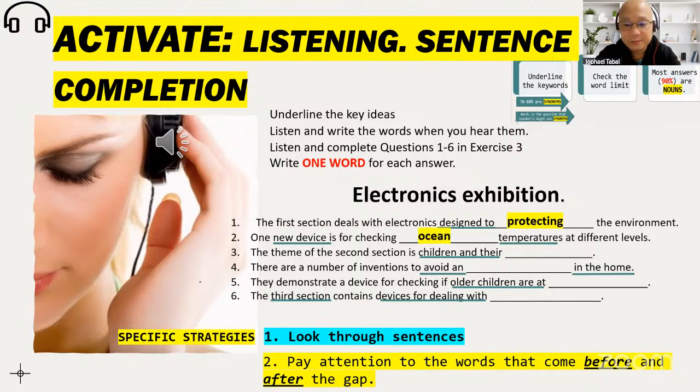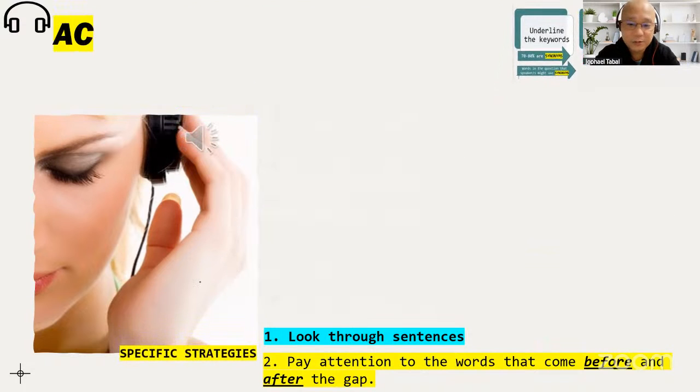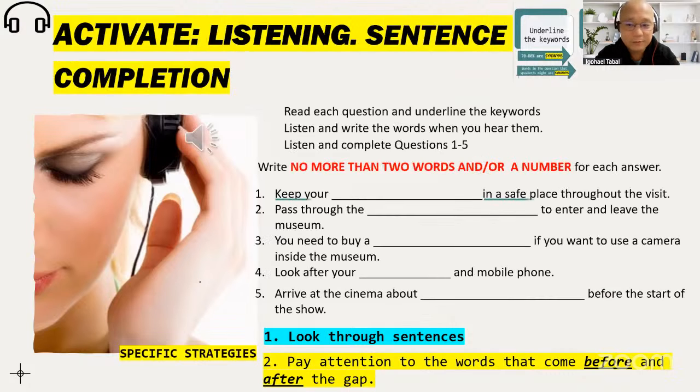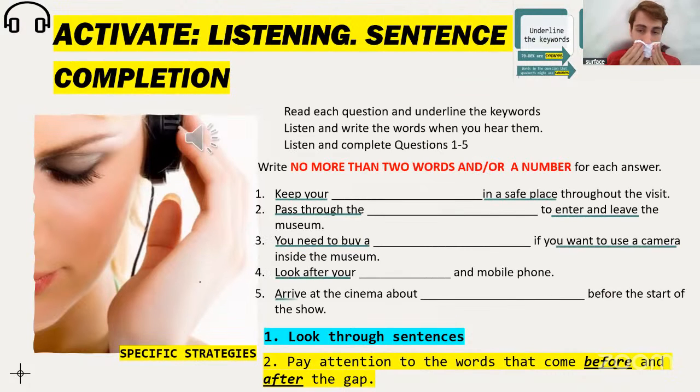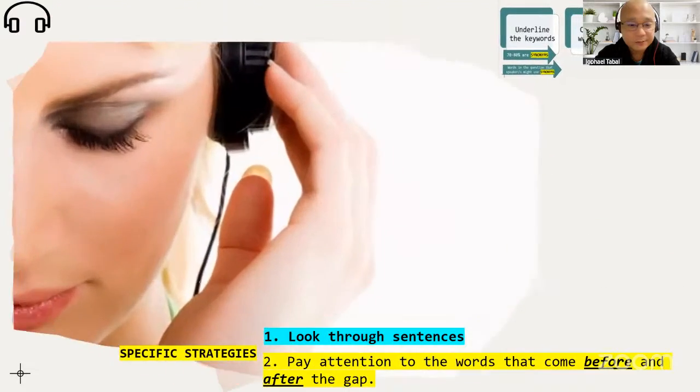So for example, here: protection, ocean, safety, accident, school, money, right? So that's already given. Even in reading, most of the answers are nouns, all right? So if you're not sure what you have to write in this listening exercise, you just have to find the nouns. All right.